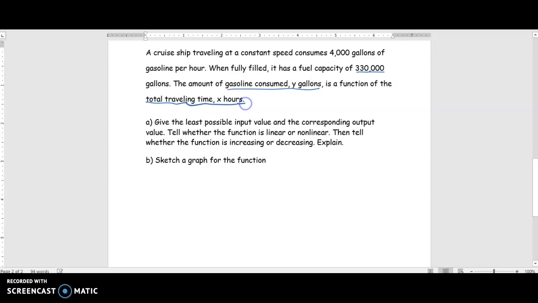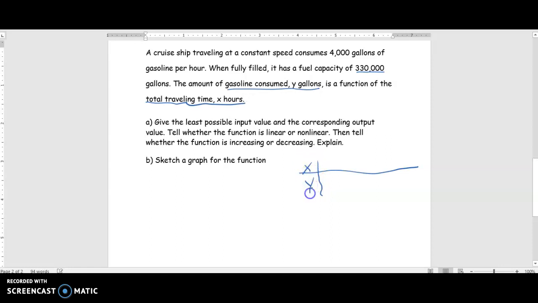So it's talking about the gasoline consumed. And it says give the least possible input value and the corresponding output value, tell whether the function is linear or nonlinear, and tell whether the function is increasing or decreasing. So let's take a look at what's going on here. You can imagine, there's a nice straight line.